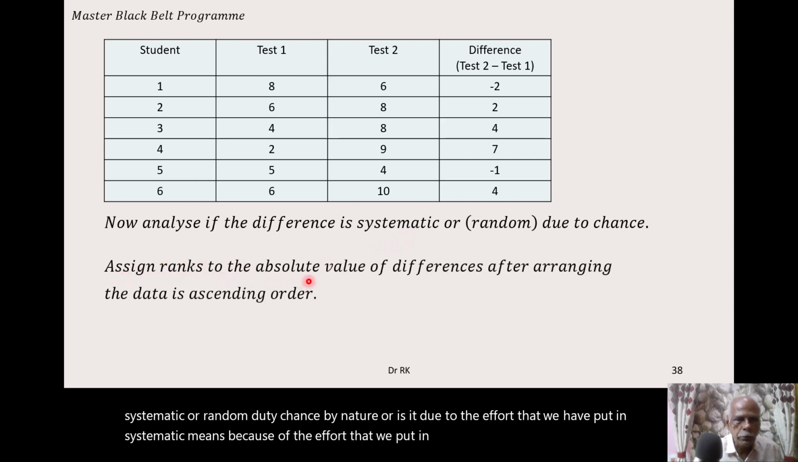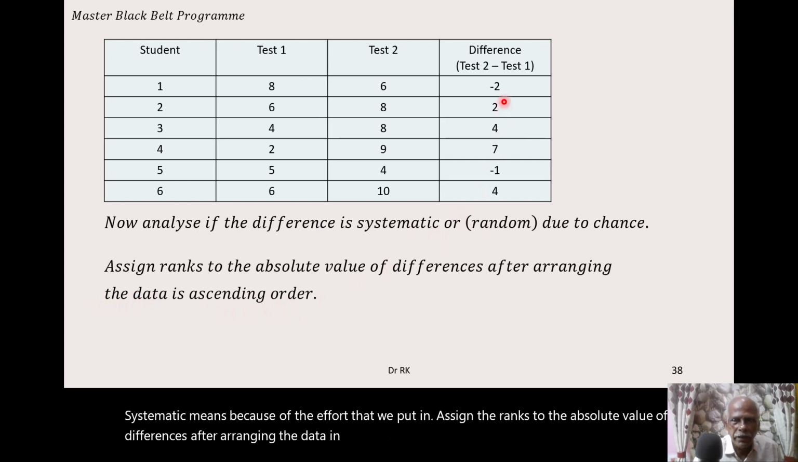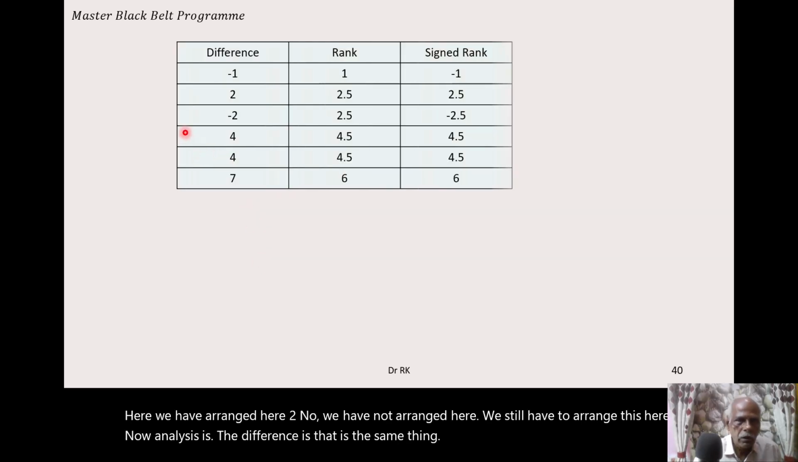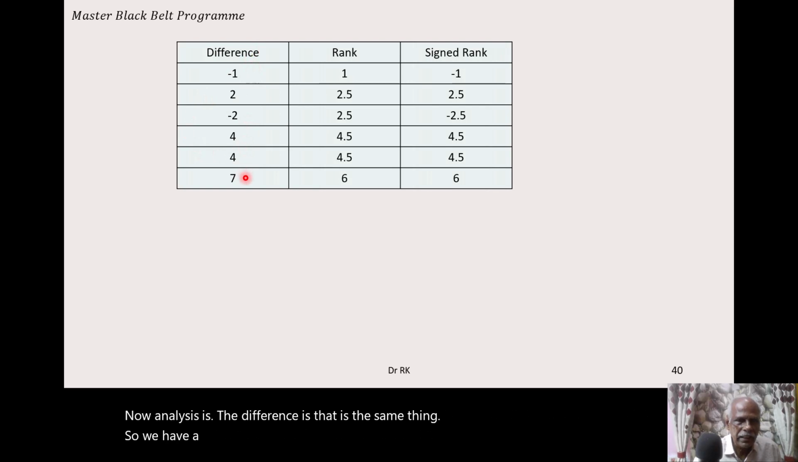Assign the ranks to the absolute value of differences after arranging the data in ascending order. That means we are going to arrange this order. 1 will come first, then 2 and 2 will come next, and then 4, 4 and 4 will come next, and then finally 7. So we have arranged the data in the ascending order: 1, 2, 2, 4, 4, 7.